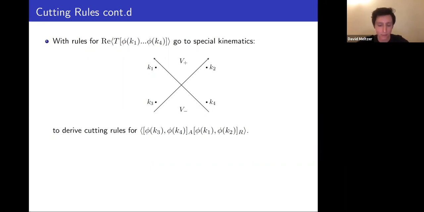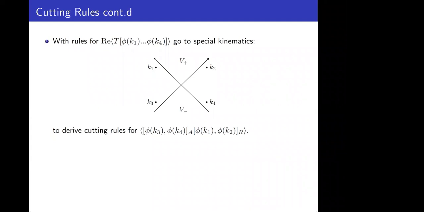And it's a paper by Radu Roiban where he studied generalized unitarity for correlation functions. Okay, thank you. You're welcome.